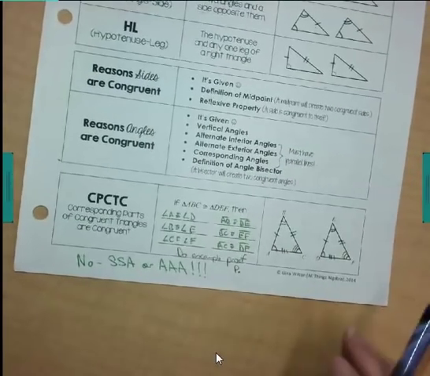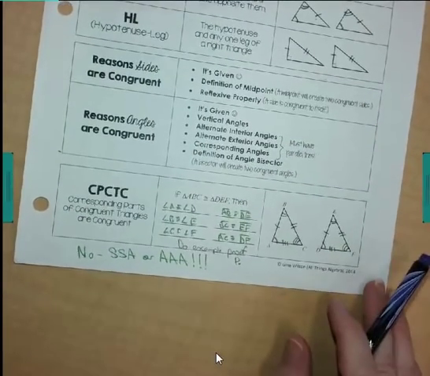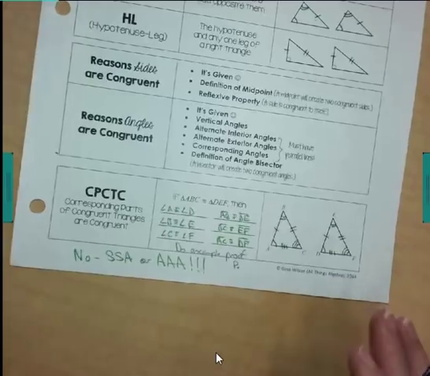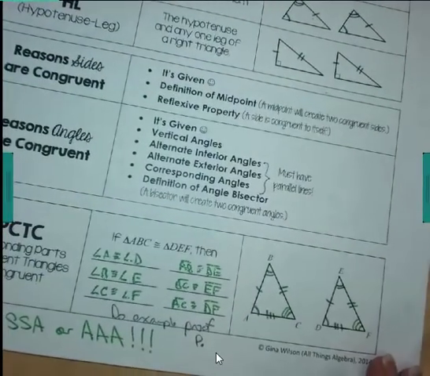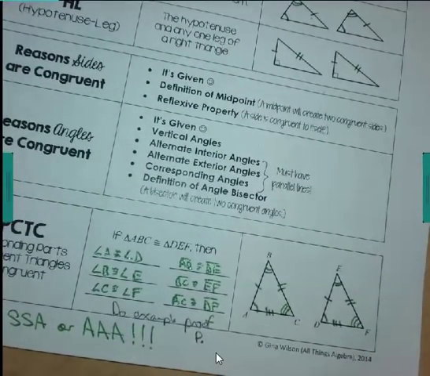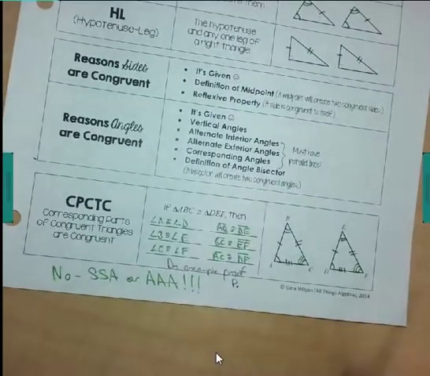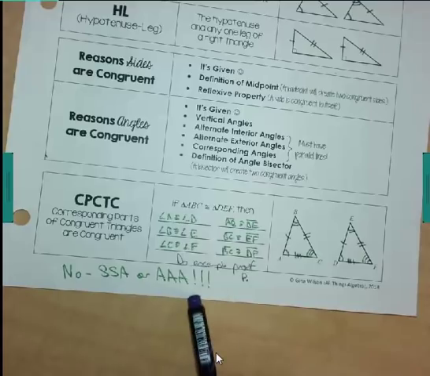And then down here we also have the CPCTC. I'm going to zoom in on that, so check and make sure that you had all that correct. I also made a note: remember that we are not going to use SSA or AAA as a theorem.